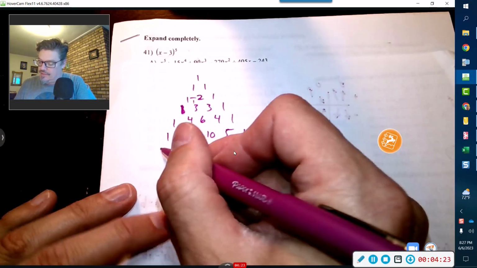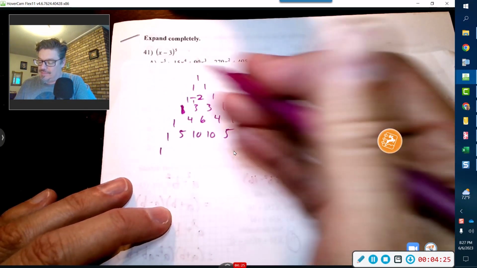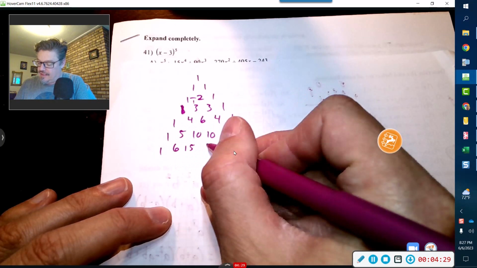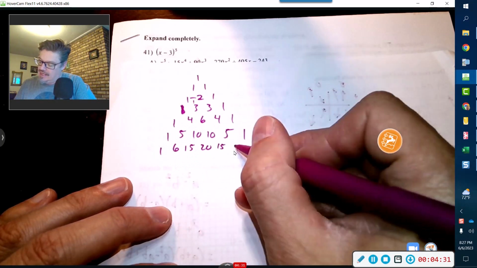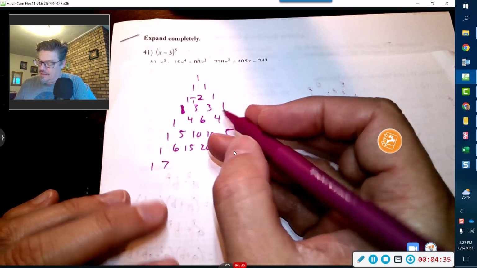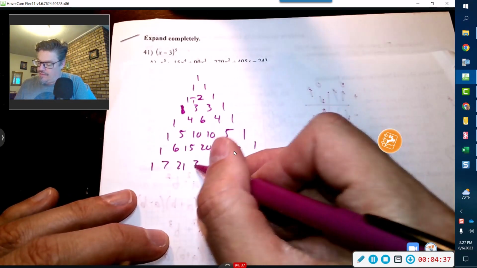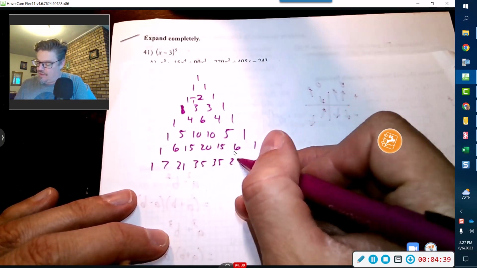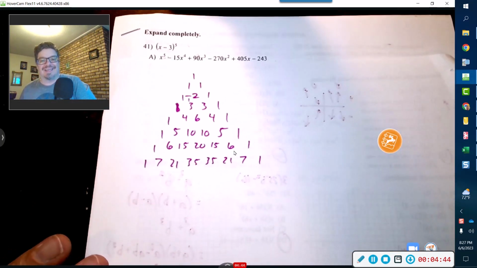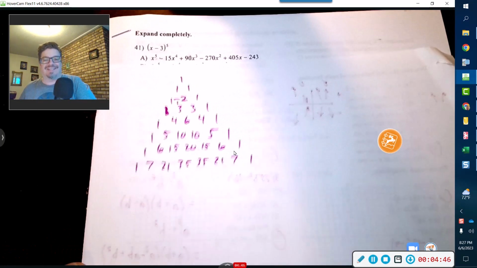All right, and I'm going to go all the way up to 7 just because it's going to be necessary for 42. All right, so 6, 15, 20, 15, 6, and then 1, and then lastly 7, and then add those two, 21, 35, 35, 21, 7, and that. Okay, so looks like we're going to be using the 5th row, so that's 1, 5, 10, 10, 5, 1.